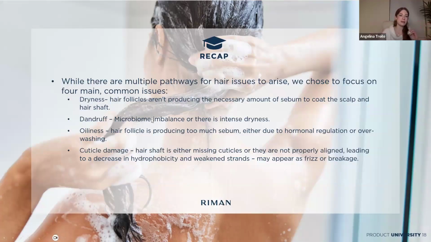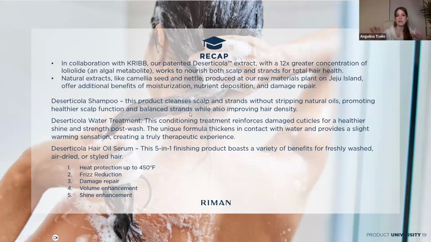And so in our commitment to creating that RIMAN difference, even from head to toe, we have employed the Deserticola extract in all 3 products of our hair care line. And if you'll remember, that extract is a 12 times concentrated form of a metabolite called loluolide that is taken from an algal resource found in the desert. This not only nourishes the scalp, but also beautifies the hair shaft and strands as well. And alongside that Deserticola, we have camellia seed oil, nettle extract, and a variety of other conditioning polymers and gentle surfactants to create these systems.